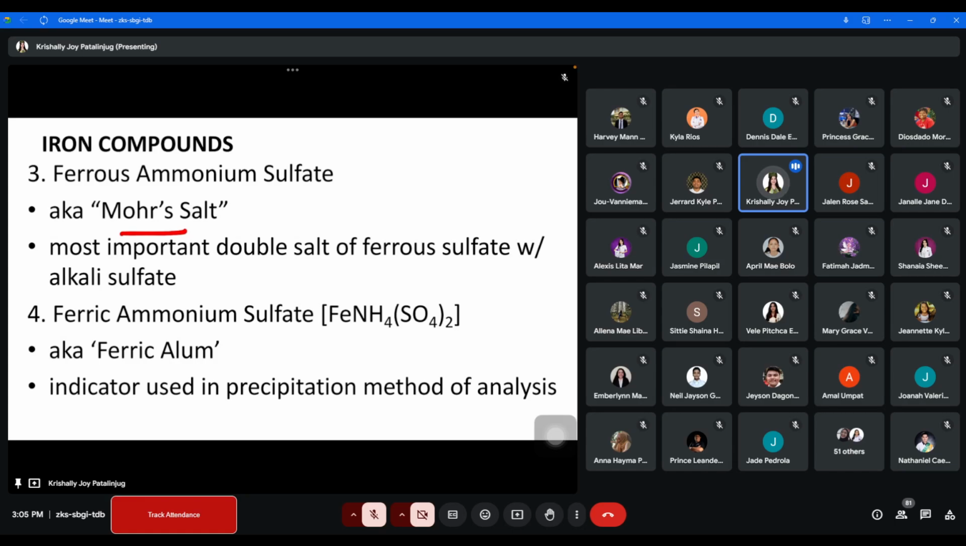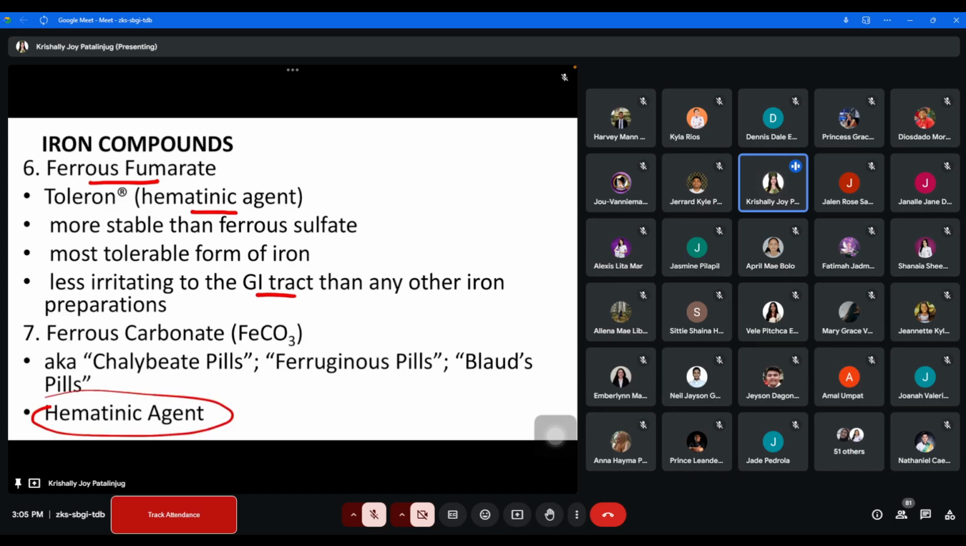Ito nasabi na to, more salt, it's a double salt of ferrous sulfate with the ammonium sulfate. Yung alkali sulfate is the ammonium sulfate. Okay, then we have ferrous carbonate, also a hematinic agent. So mainly, ang ferrous form ng iron ang merong pharmaceutical use, clinical use sa katawan for hematinic purposes.